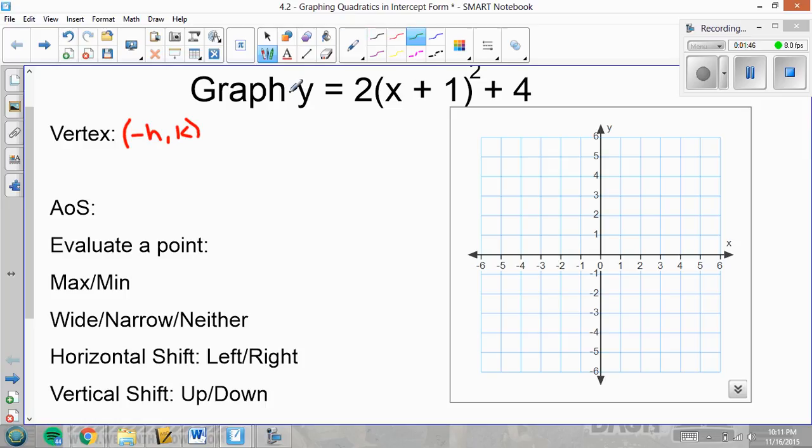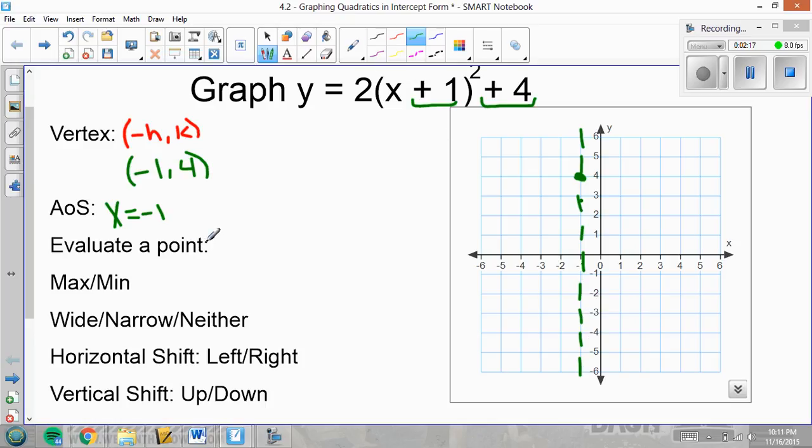Okay, for the POD, remember your vertex, the opposite of H. So the opposite of the inside, we know is -1, and the outside stays the same. So my vertex is at (-1, 4). And if I know the x of my vertex, I know my axis of symmetry, x equals -1, so I have my dashed line going through there. Remember, you want to keep x equals with that because that's saying it is a vertical line.